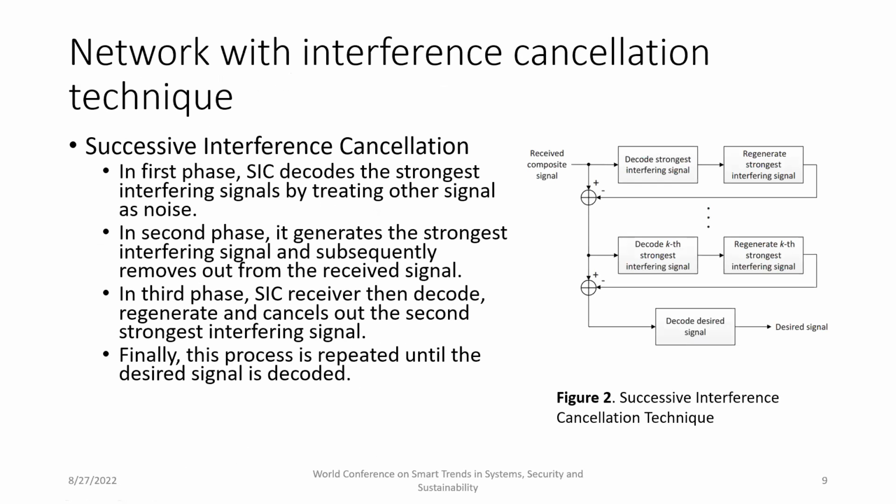As I have already mentioned, we have used the SIC, successive interference cancellation technique, to reduce the various interferences. On the right, it shows how the SIC technique works. We have a signal coming, and in the first phase, SIC decodes the strongest interference signal and treats all the other signals as noise. In the second phase, it regenerates the strongest interference signal. In the third phase, it decodes, and this process is repeated until the desired signal is decoded. In this way, the SIC technique works.